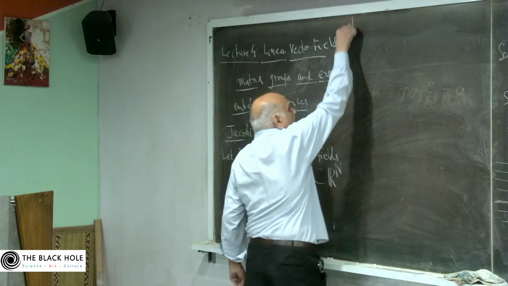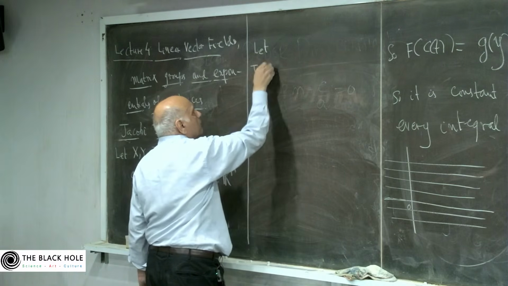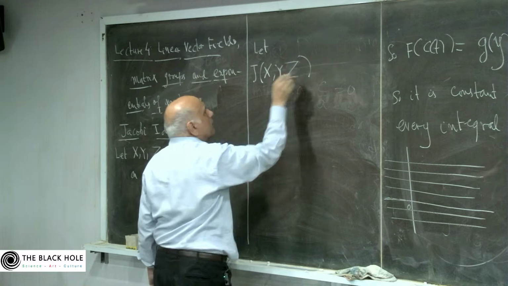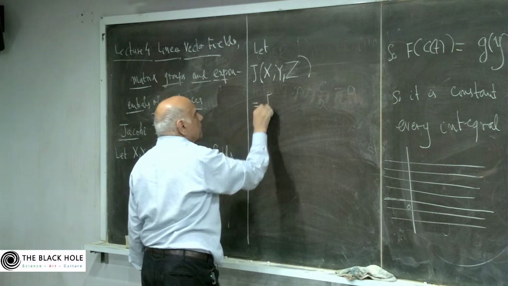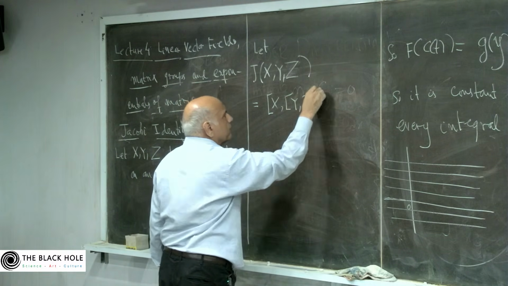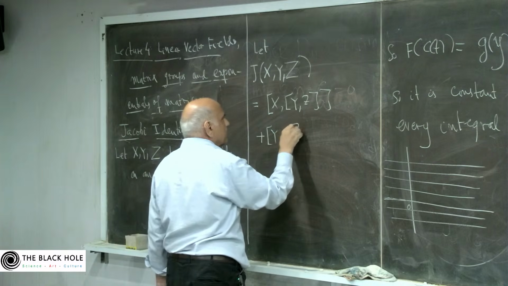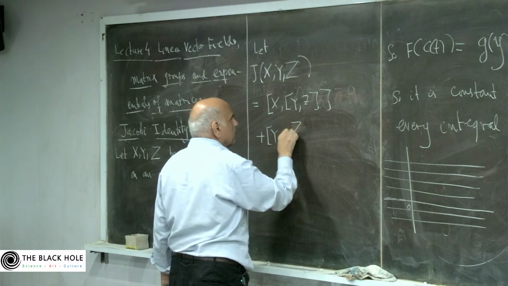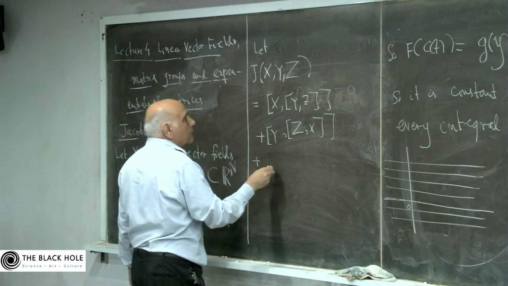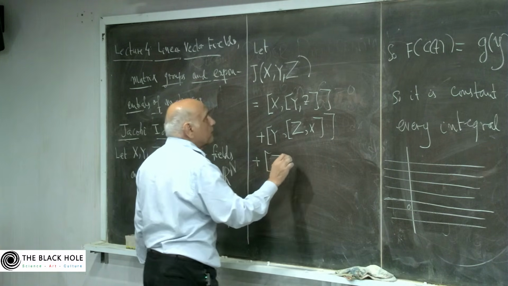So the Jacobi identity is this. Let J of x, y, z be equal to the bracket of x with the bracket of y, z, plus the bracket of y with the bracket of z, x, plus the bracket of z with the bracket of x and y.